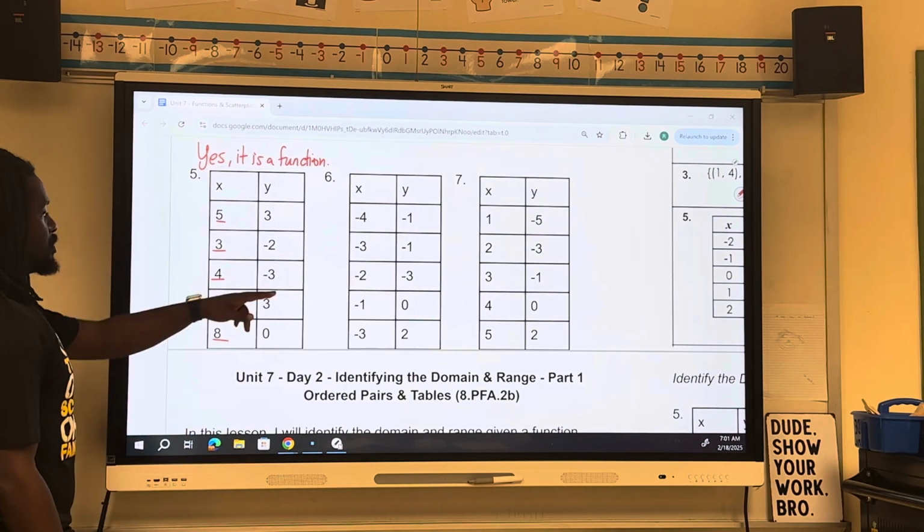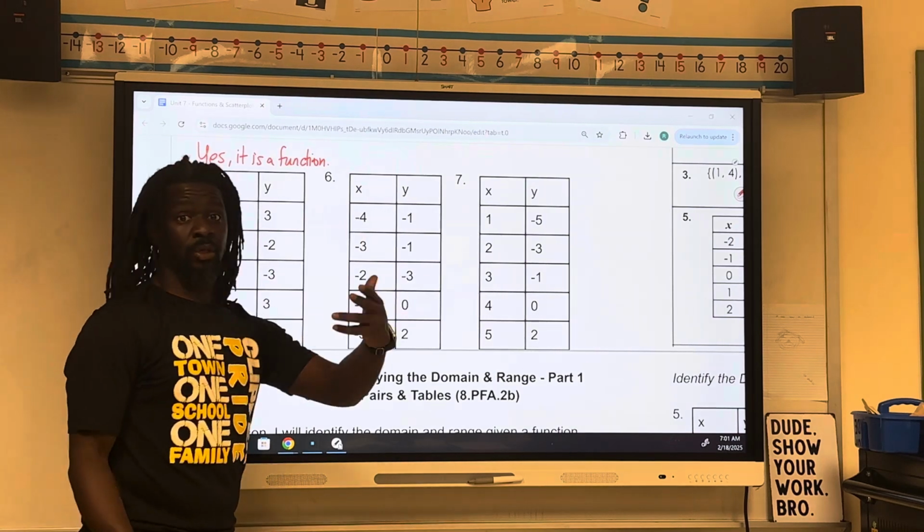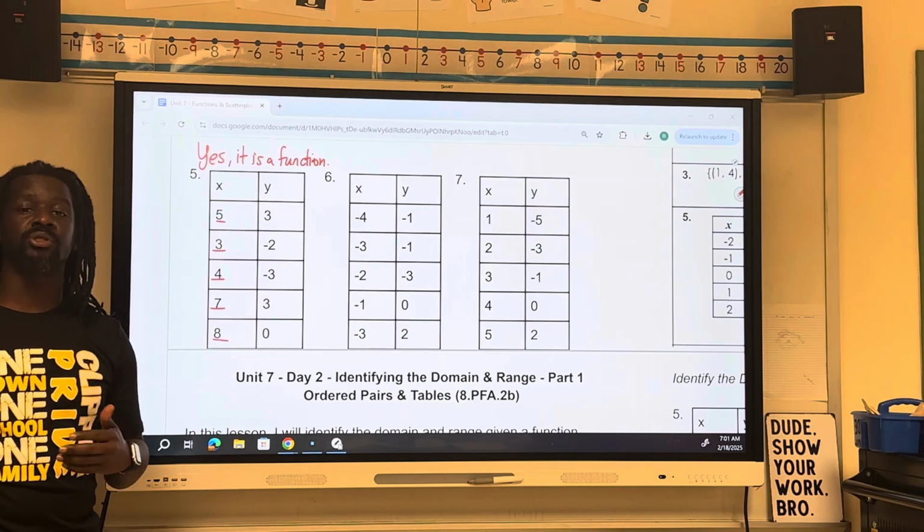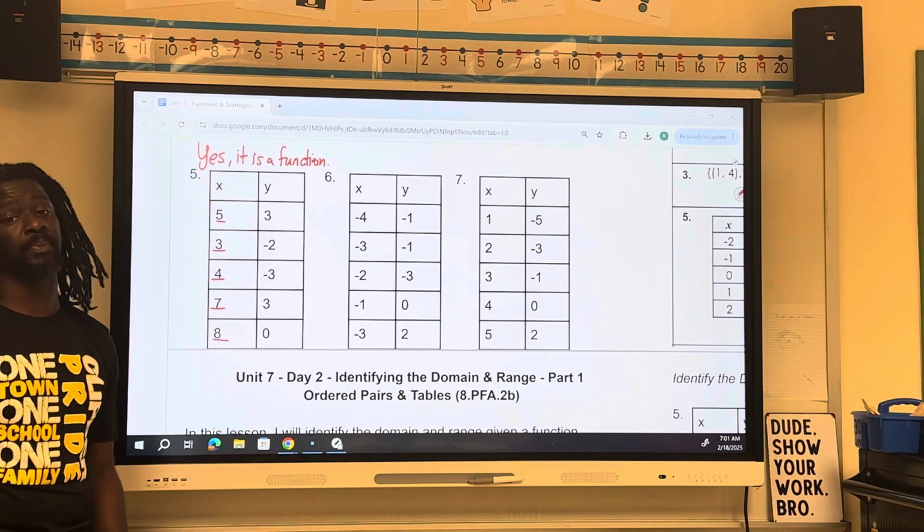Okay, let's look at the next. Matter of fact, you go ahead and do the next two. Okay, again, same thing. You're looking at the x values, do the x values repeat? Simple enough.